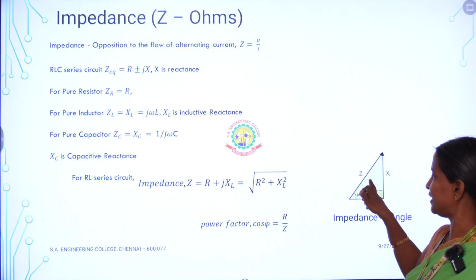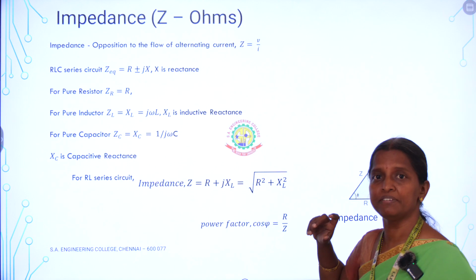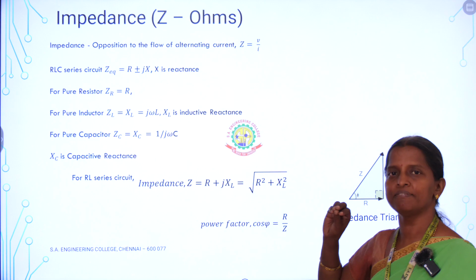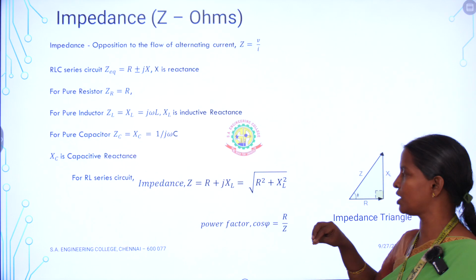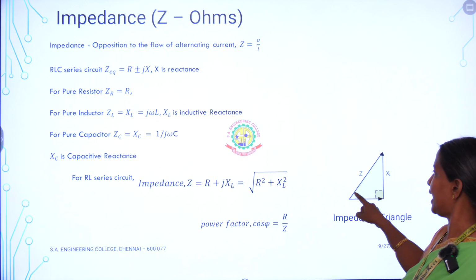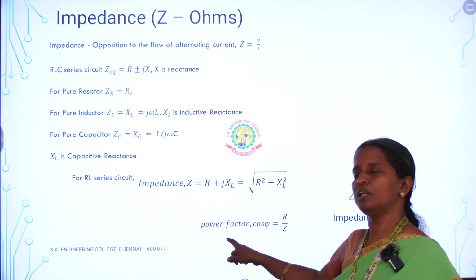And what about the power factor for this circuit? Power factor is given by the cosine of the angle between the voltage and current. The angle between the voltage and current is the phase angle. We have to find the cosine of the phase angle, that is cos phi. So what is the cos phi value from this triangle? Adjacent by hypotenuse, that is R by Z. So this is the power factor of the RL circuit.